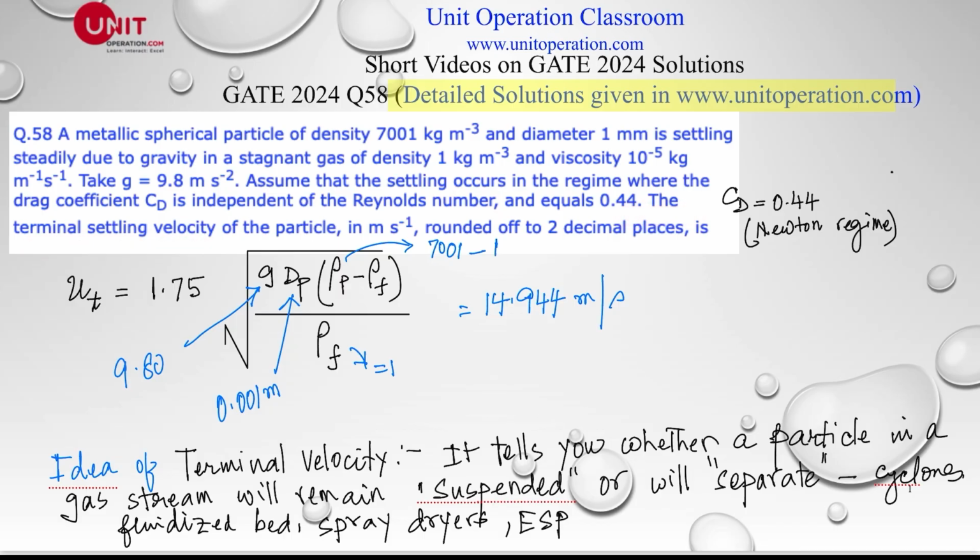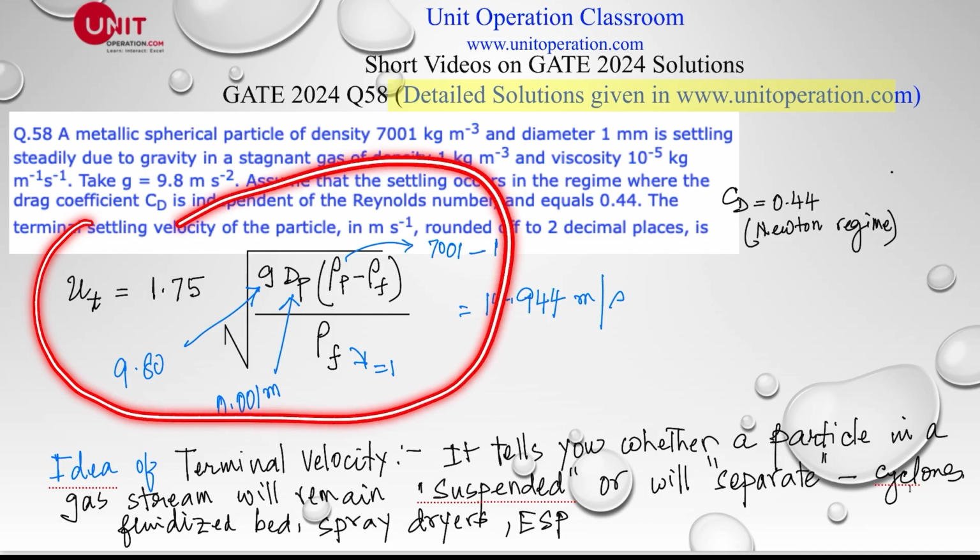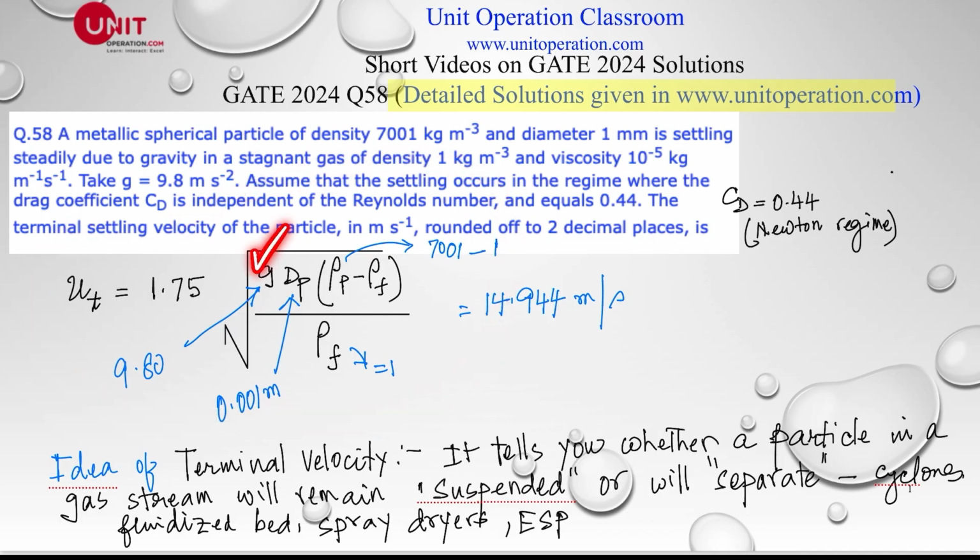This is a very standard equation here, and here, of course, the g value is given. dP is 1 mm converted to meters, and rho p value is given. The rho f value, that is the fluid density, is given. So we can easily calculate the terminal settling velocity. It's a very easy one-step calculation here.